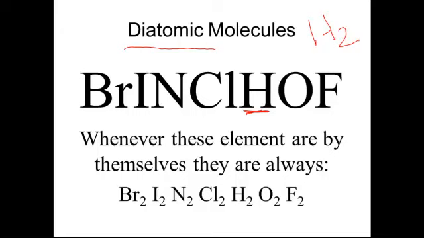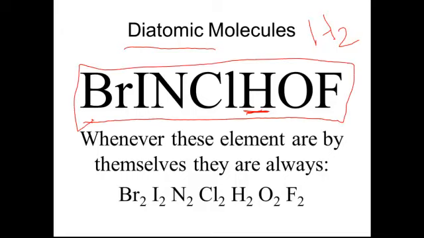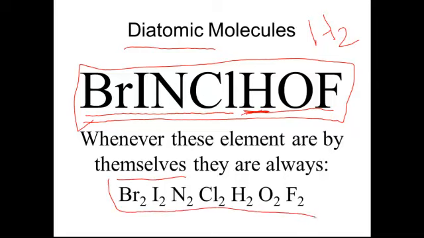Okay, so an easy way to remember what those diatomic molecules are, and you do need to know this, is by using the acronym that is Brinkelhoff. Okay, so Brinkelhoff are these 7 elements that when they're by themselves, there's always 2 of them. So whenever I say bromine, you say Br2.